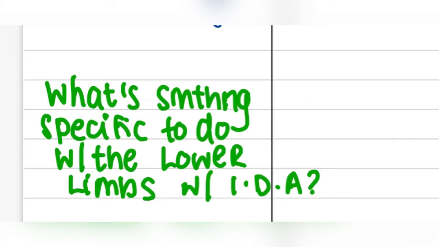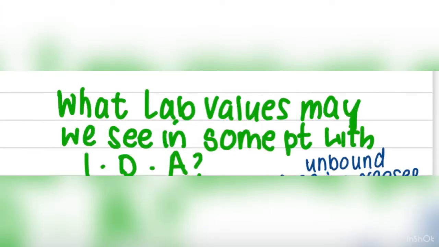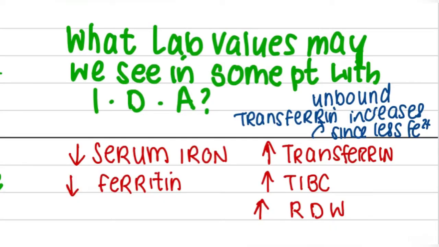Moving on. What is something specific to do with the lower limbs with iron deficiency? So you can get restless leg syndrome, which is just due to that iron deficiency. What lab values may we see in a patient with iron deficiency anemia? So you'll have low serum iron and low ferritin.